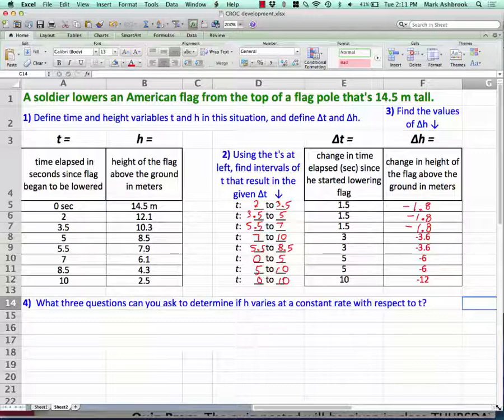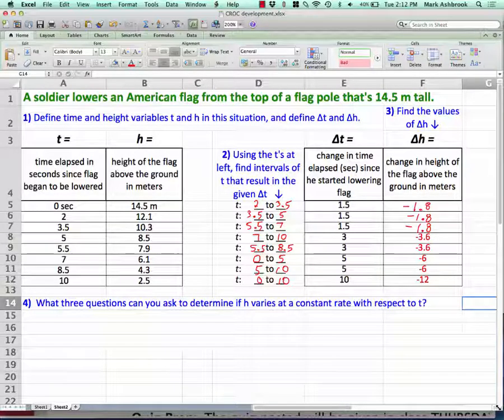What else? Michael. Delta y is equal to k times delta x. Okay, but we talked in this case. So that would be delta h equals k times delta t. Is delta H a constant multiple of delta T? Is delta H equal k delta T? All right, and what's the last one?